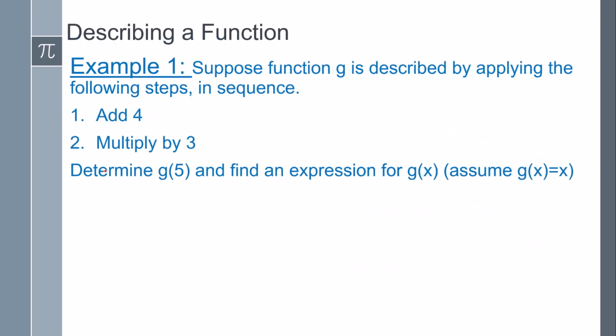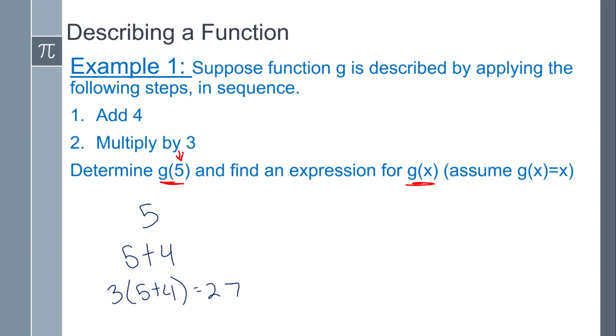First example, suppose function g is described by applying the following steps. Add 4 and multiply by 3. Determine g of 5 and then find an expression for g of x. So this is my input. So I'm starting with 5. Now the first step is to add 4 to it, and then take that value and multiply by 3. So 5 plus 4 is 9. 9 times 3, that gives me 27.